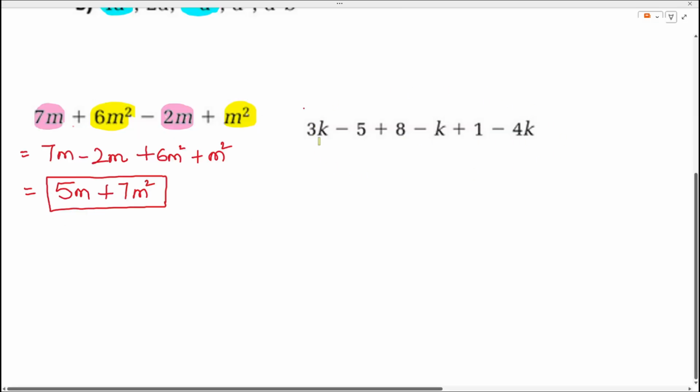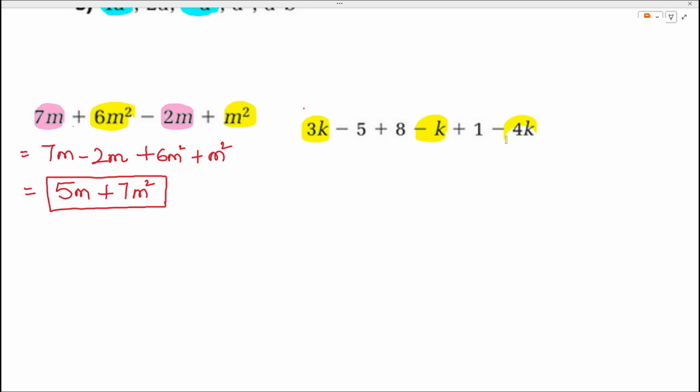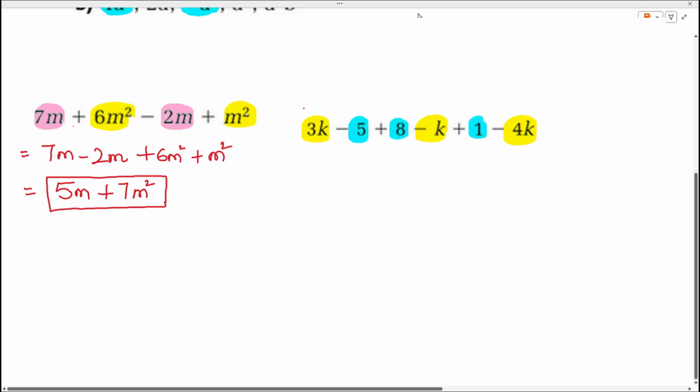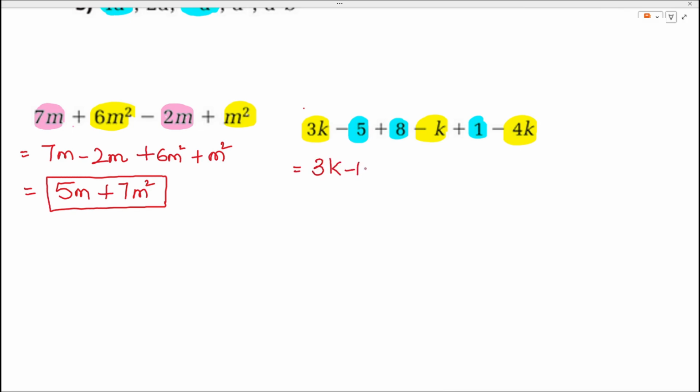Now let us try simplifying this expression. So start with the like terms. So we have 3k, negative k, and this is 4k. So what we are going to do is we'll put them together, and the terms without the variables are the like terms. So the like terms are like 5, 8, and 1. We can write this now as 3k, subtract k, subtract 4k, and now the other three constants without the variables. So minus 5 plus 8 plus 1.